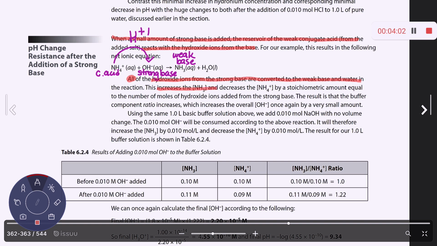So since your ammonia concentration goes up and the ammonium concentration goes down, that means that the ratio increases. So the hydroxide ion concentration increases overall, but it increases by a small amount. You can turn to the next page. And the summary for all of this with basic buffers is on the next page.